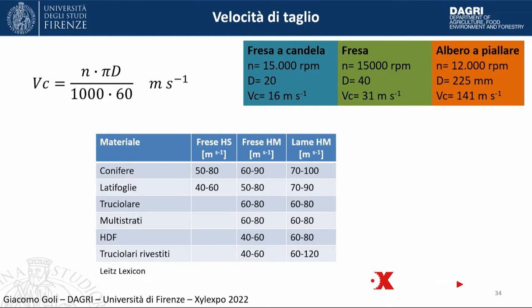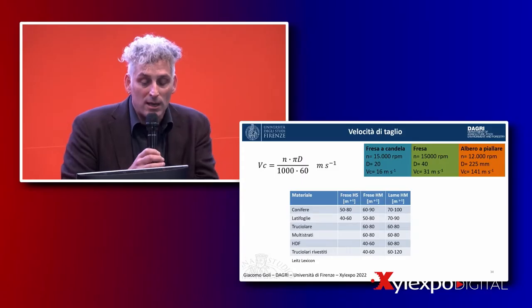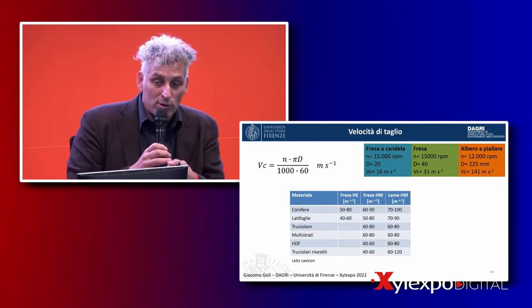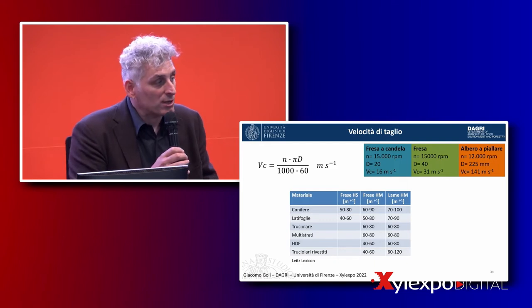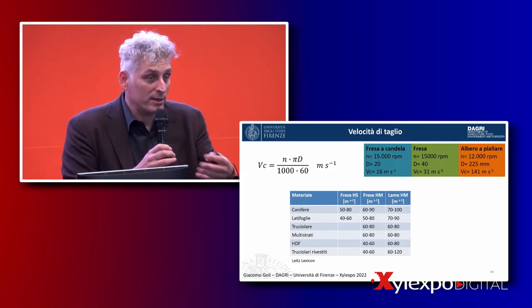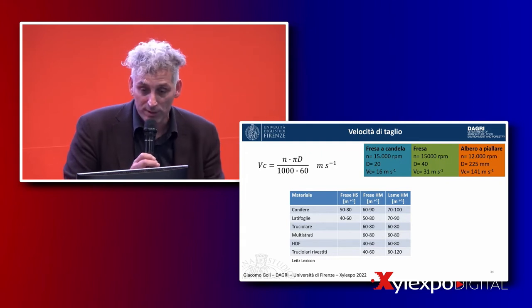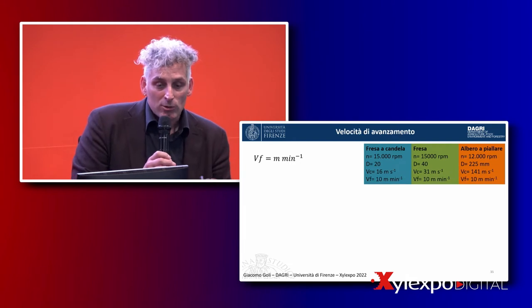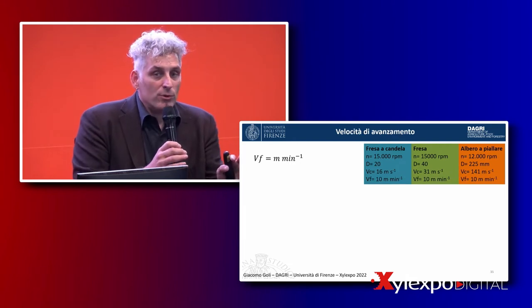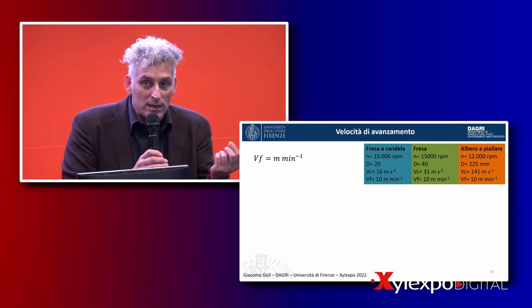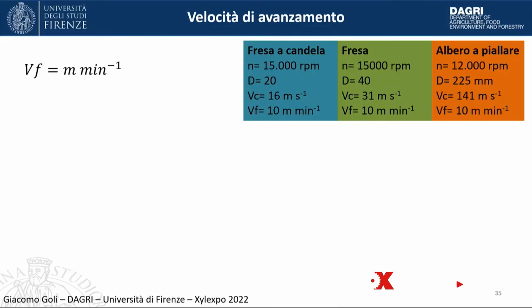The second case, with a larger diameter, creates higher velocities or speeds, but they can still increase them. The planing shaft instead, we're already talking about 141 meters per second, so it's quite a lot already. So looking at cutting speeds here, I can decide whether I can work at higher revs per minute or not.